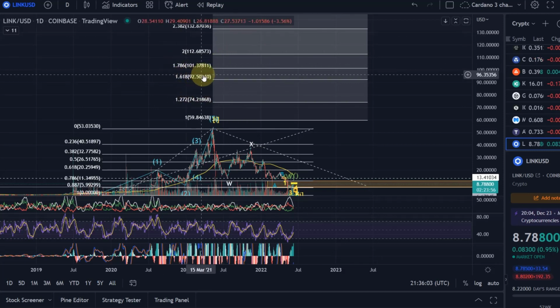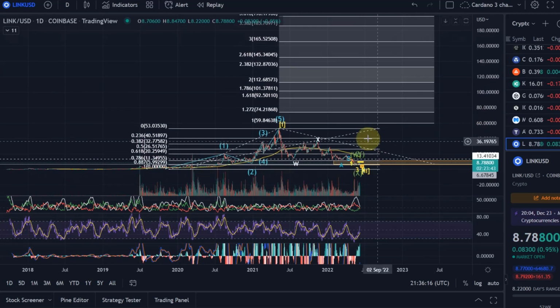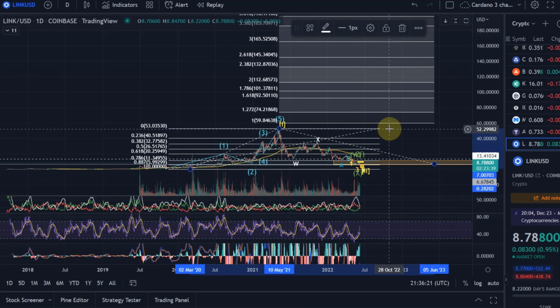That is the 1.618 Fibonacci extension. Other targets for a wave 3 could be the 200% at $112, or even the 2.618 extension at $145. Then we talk at really attractive prices compared to where we are now. But this will take its time to actually get there. Okay, and that is my view about Chainlink.